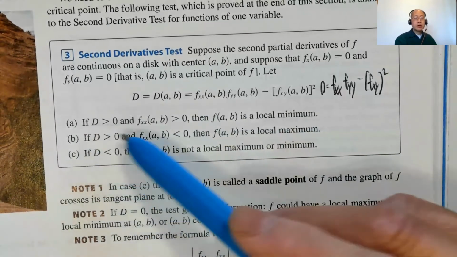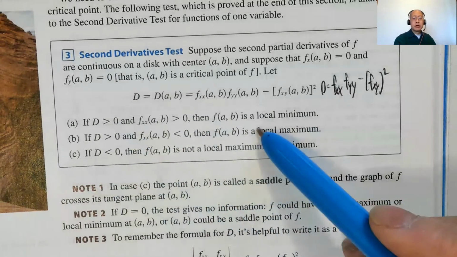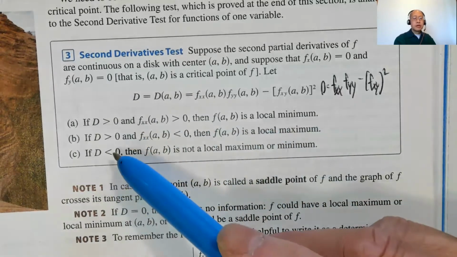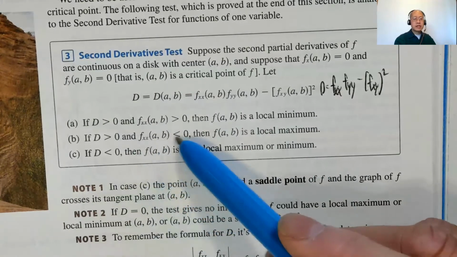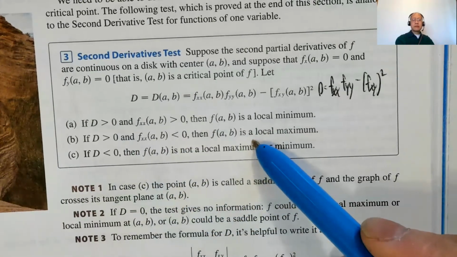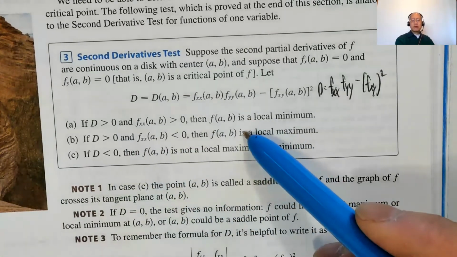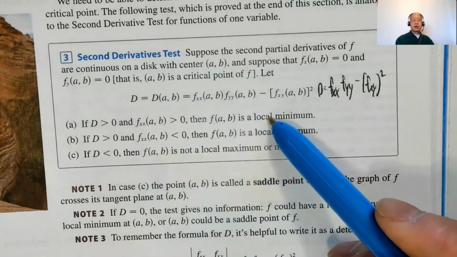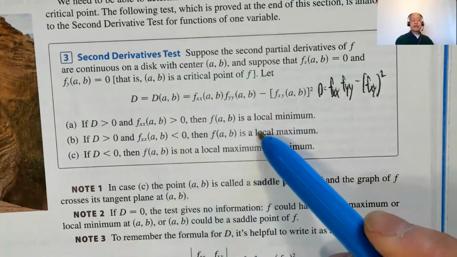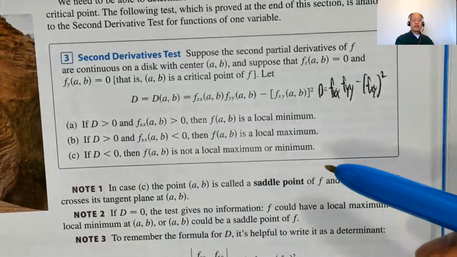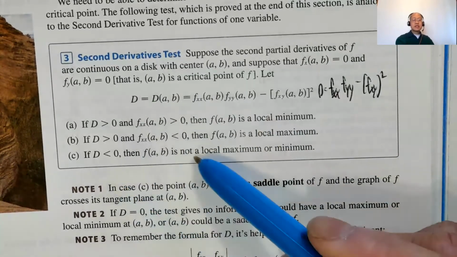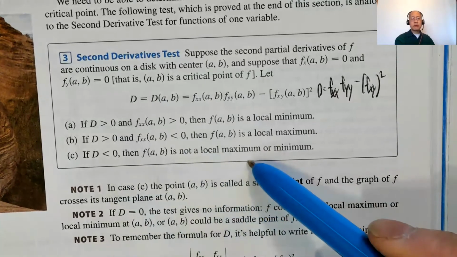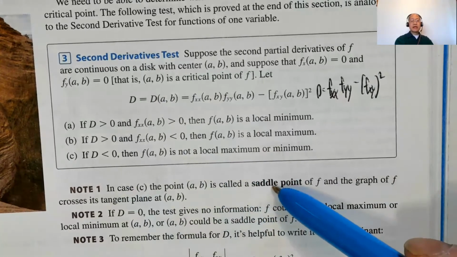Then follow these rules. If D is greater than 0 and fxx is greater than 0, you have a local minimum. If D is greater than 0 and fxx is less than 0, you have a local maximum. And by the way, that kind of feels like what we had in Calc 1: second derivative positive, minimum; second derivative negative, maximum. So that kind of fits. If D is less than 0, you have neither a maximum nor a minimum. You might have something called a saddle point. We've talked before about a saddle point.